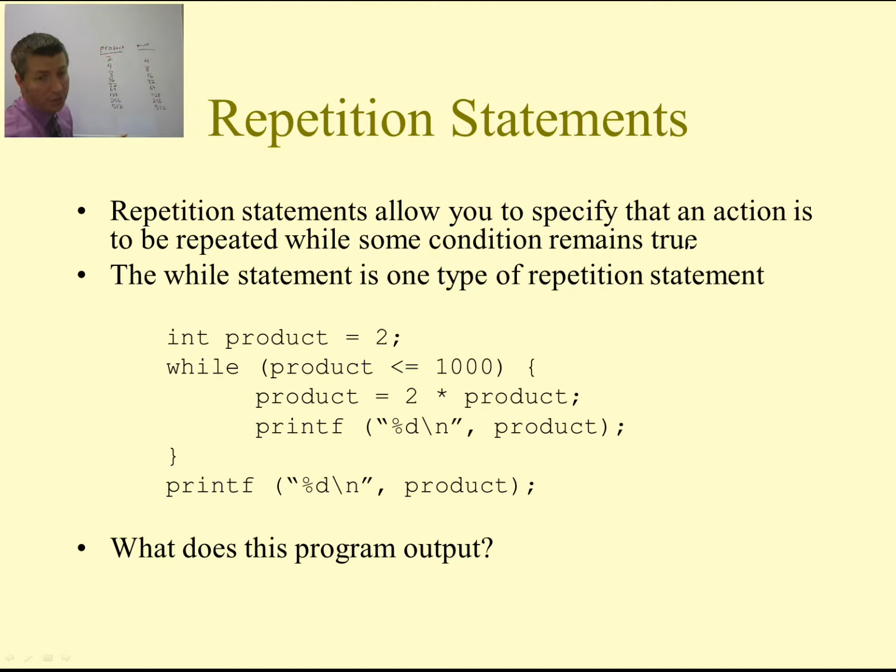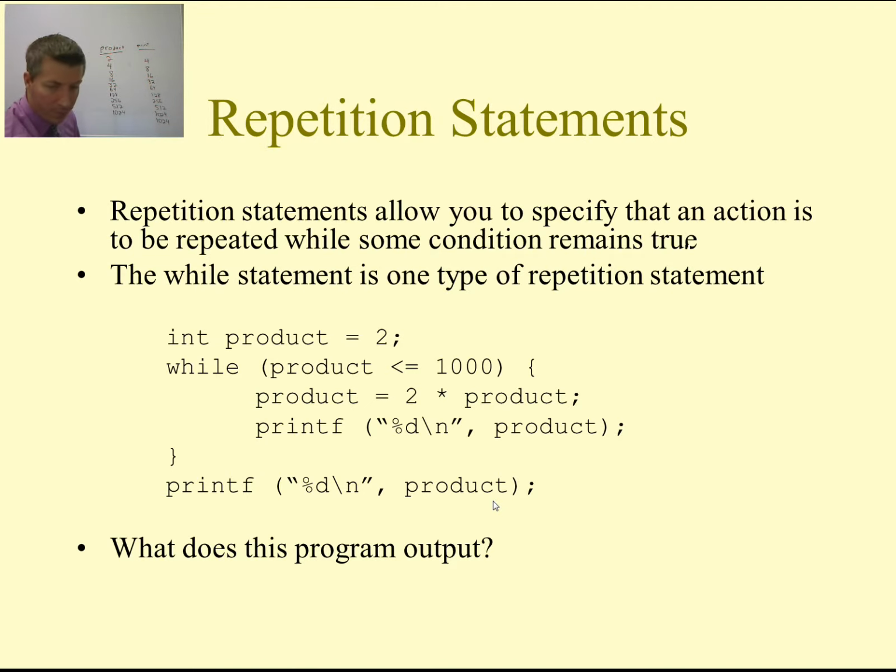512 is less than or equal to 1,000, so it takes 512, multiplies it by 2, and makes it 1024. It then prints 1024. It then comes up and says while product is less than or equal to 1,000. Well, 1024 is not less than or equal to 1,000, so it breaks out of the loop. However, the very next line of code after that right here is printf the value of product. So what does it do? It prints 1,024 a second time.